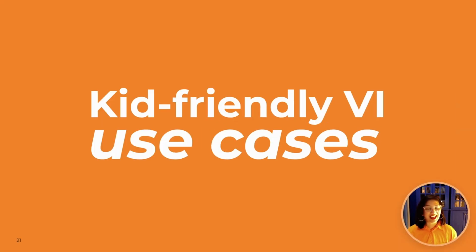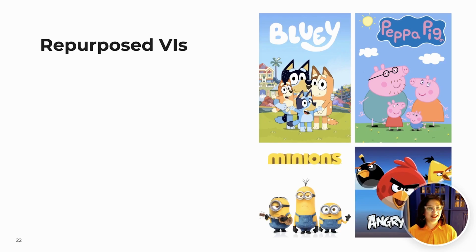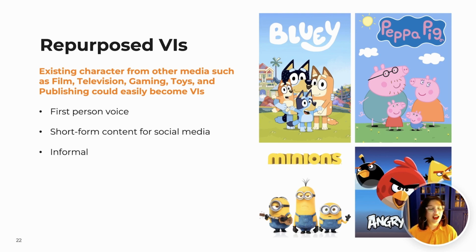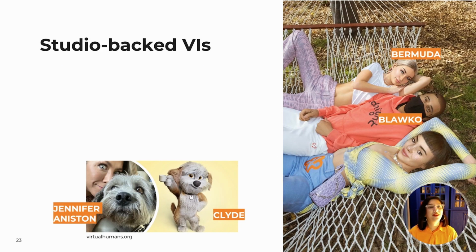Now let's take a look at kid-friendly VI's use cases. The first and the most obvious use case are repurposed VIs. Existing characters from other media such as film, television, gaming, toys, and publishing could easily become VIs. All they need to do is switch to a first-person voice, create some short-form content for social media, have an informal vibe, and test future content.